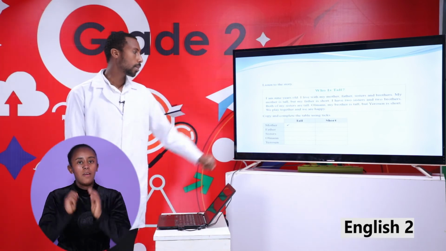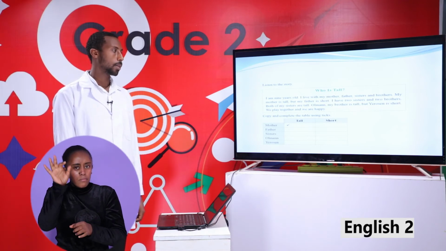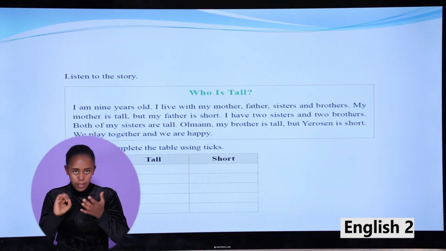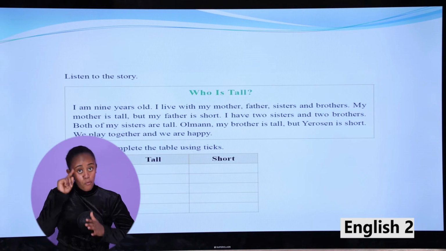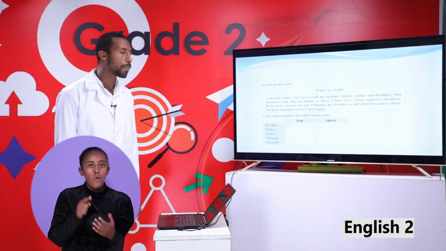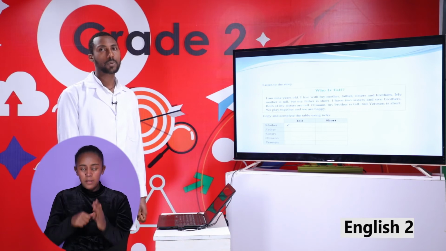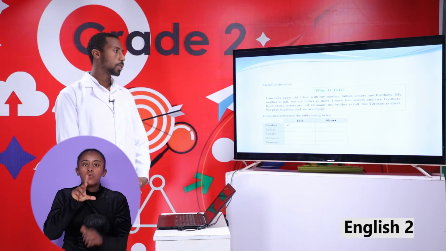Okay, there is a table under the reading story, so you have to complete this table. How do you understand the reading task? The first one is given as an example for you. Mother is tall. Because when you see the reading task, I am 9 years old, I live with my mother, father, sister, and brother. My mother is tall. So his mother is tall. So what about father, sister, and brothers? You have to complete it using the right sign. I give you 2 minutes for this question. You have to complete it using the reading task.